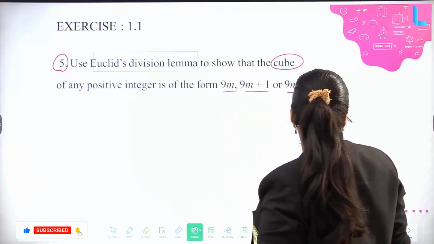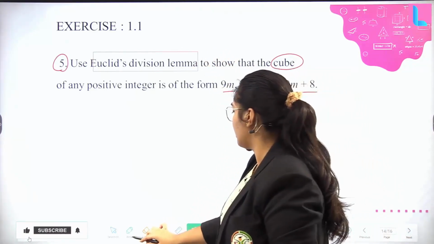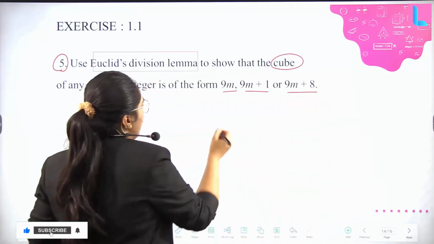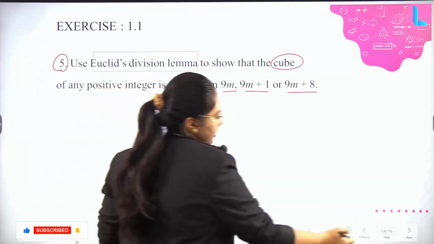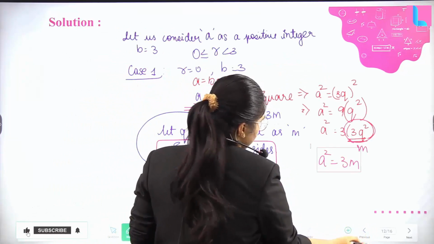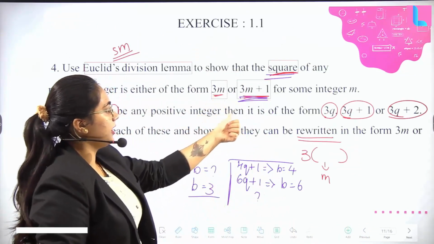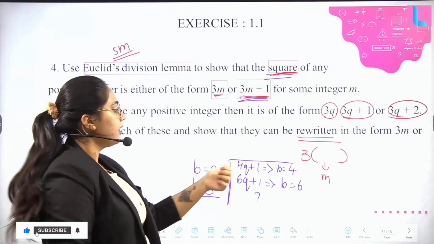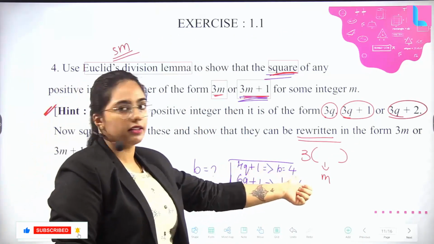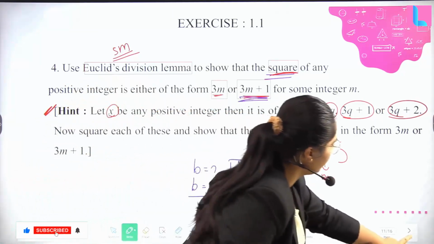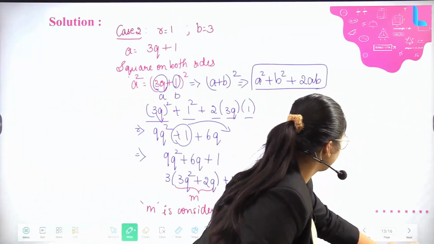Euclid's division lemma. Over here, I just want to clarify one thing. In the previous question, I asked you the question over here. Since it is 3m plus 1, we considered 3 over here. Since it was 4q plus 1, we considered 4. Since it is 6q plus 1, we considered 6. But here in this question, it's a different scenario.